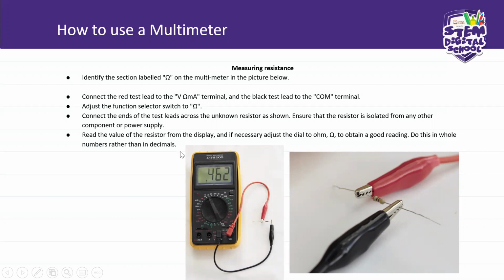Connect the test leads across the unknown resistor as shown. Maybe you get a resistor and you don't know its value. You make this connection with your crocodile clips. So this is just a magnified image of what you see here. And then the screen of your multimeter will tell you the value of this resistor. What is the value of this resistor? 462 ohms. We measure resistance in ohms, okay? That's how you use a multimeter.